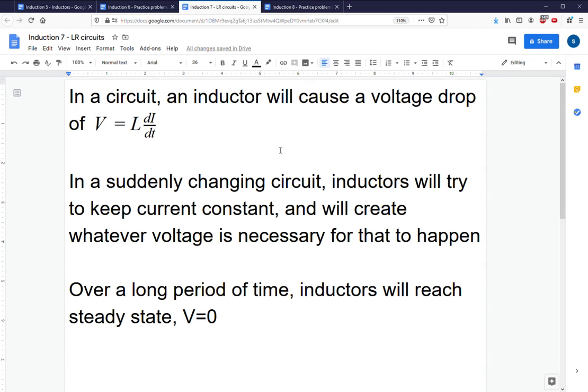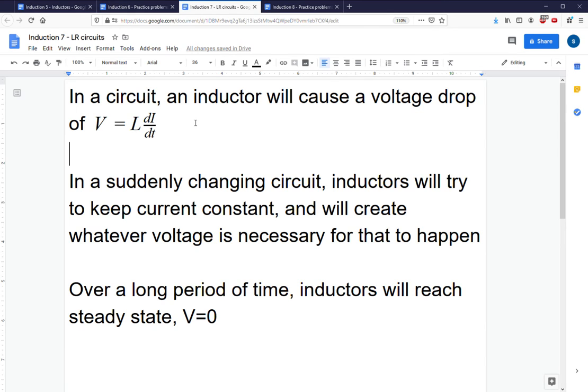This means that if you take an inductor, connect it to a circuit, and then suddenly change that circuit, the current in the inductor after the sudden change will be equal to the current in the inductor just before the sudden change. On the other hand, once an inductor has reached its steady state condition, the current will be constant, which means di/dt is zero. After a long period of time, an inductor will allow a current through it and will have no voltage across it.